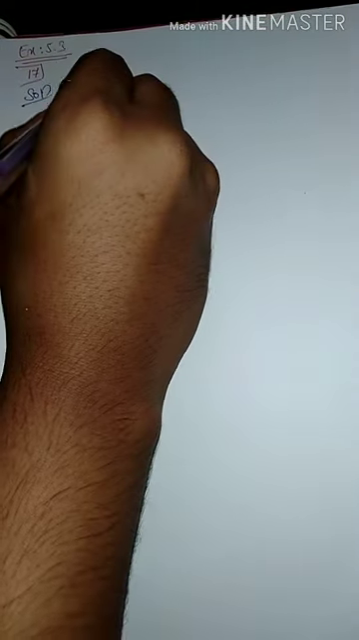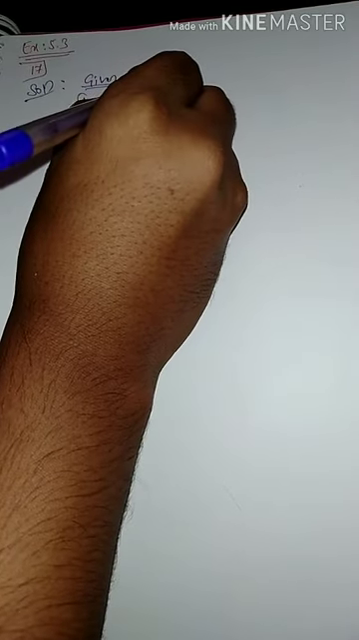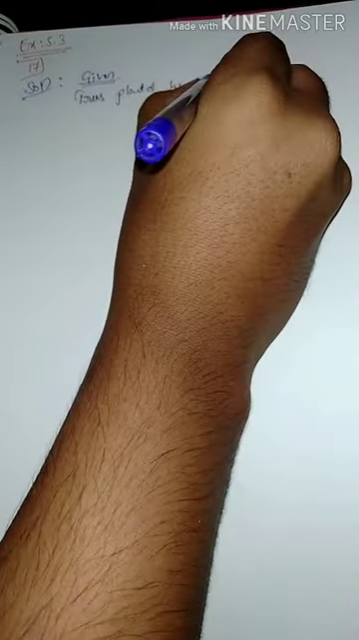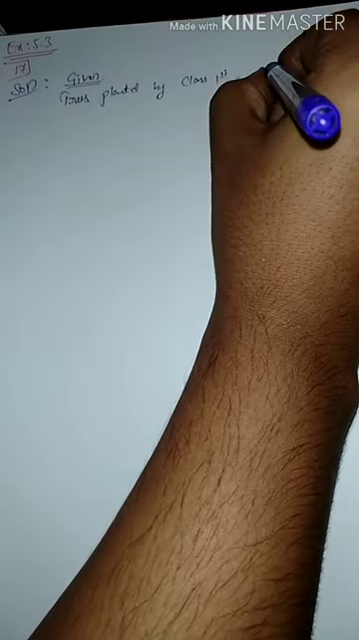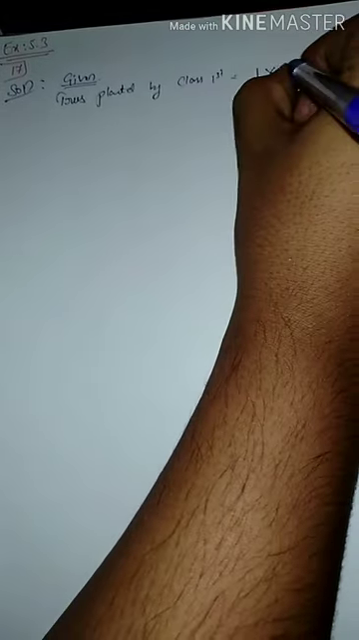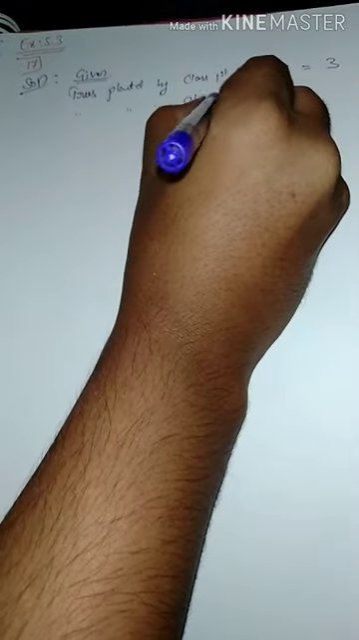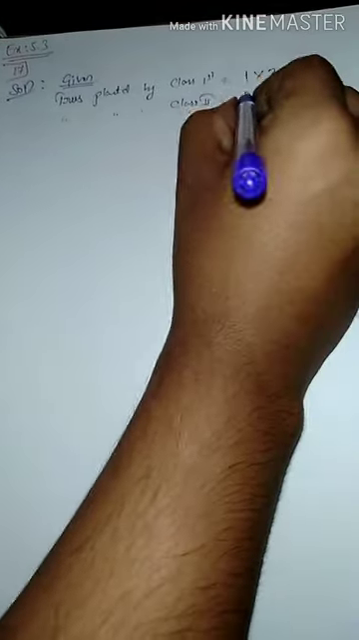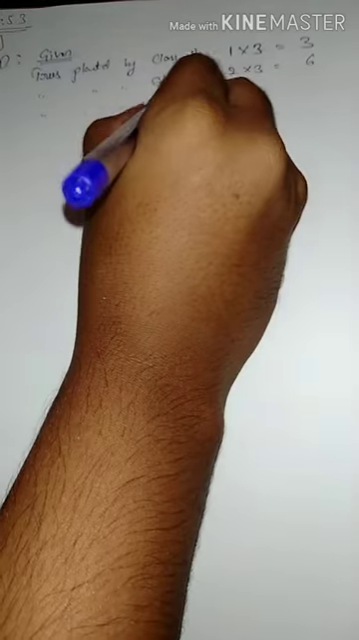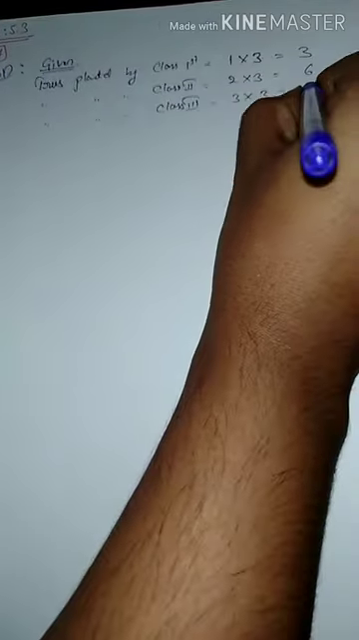till class 12 is the question. So here, trees planted by class first is 1 tree. Okay, but total how many sections are there? Total 3 sections, 3 sections of each class. Therefore 1 into 3 is equal to 3. Trees planted by class 2 is equal to 2 into 3 is equal to 6. Trees planted by class 3 is equal to 3 into 3 is equal to 9.